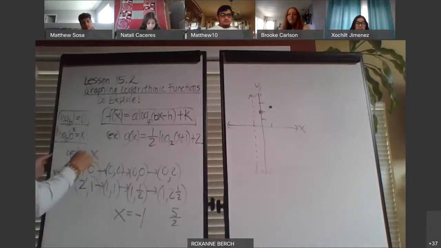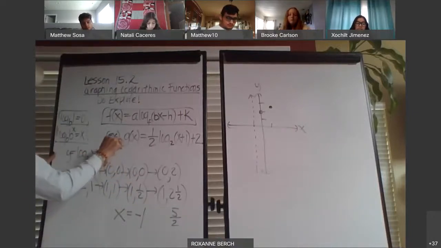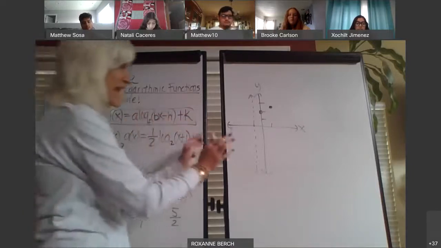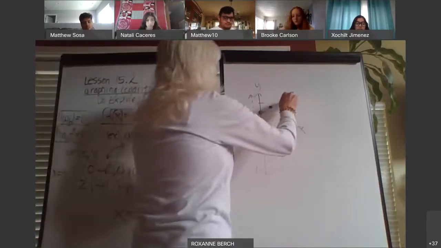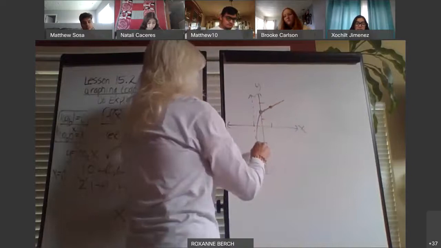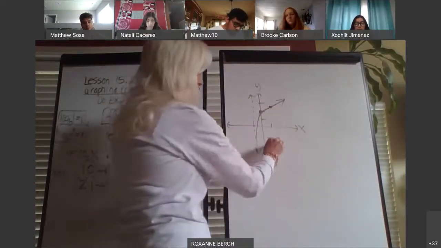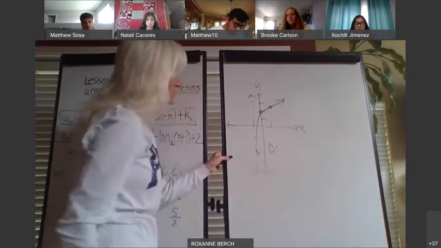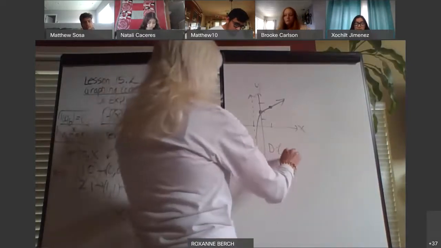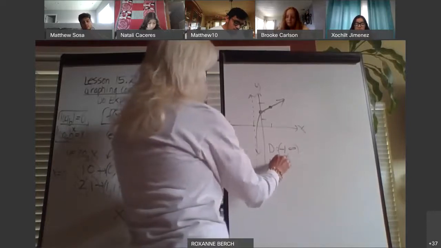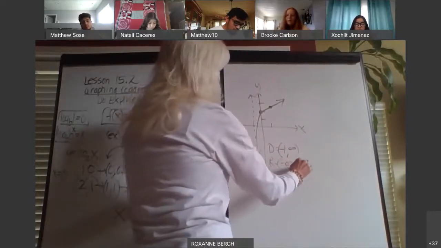Just a reminder that the parent graph looks like that. We didn't reflect over the x, we haven't reflected over the y. So the graph's going to look the same. Draw the graph and the vertical asymptote, but don't hit it though. So your domain would be what? Open on -1 to infinity, and the range would be forever up and down.